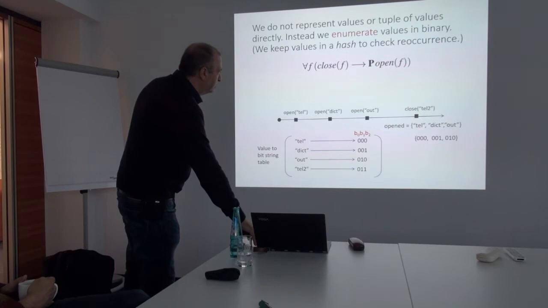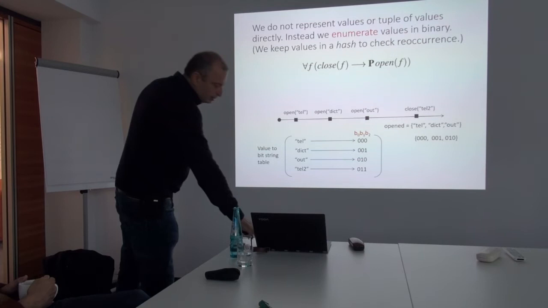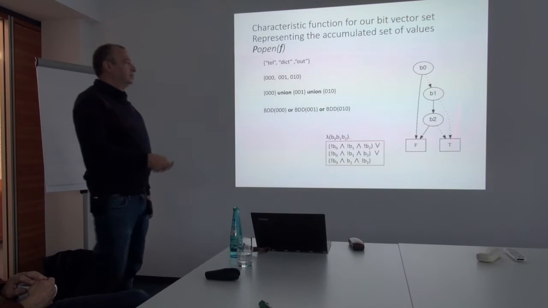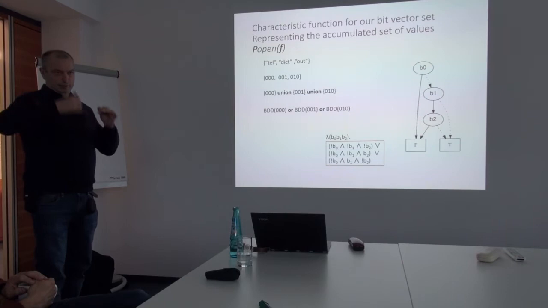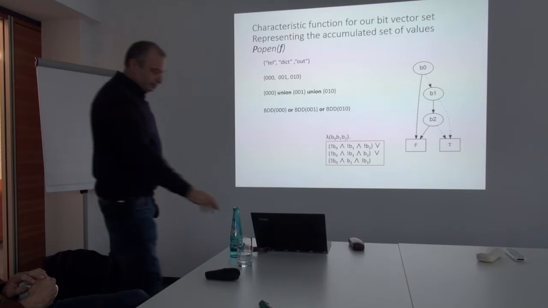Okay, so the set open would contain these three values, right? These are the ones which are open. And I'll need that because P of open would include the three. So it would accumulate. The set semantics would include all these three values. And then I'll have a BDD that represents P of open. P of open would accumulate, so from state to state it would add another value, another value, another value. You get a BDD that hopefully corresponds to that formula.